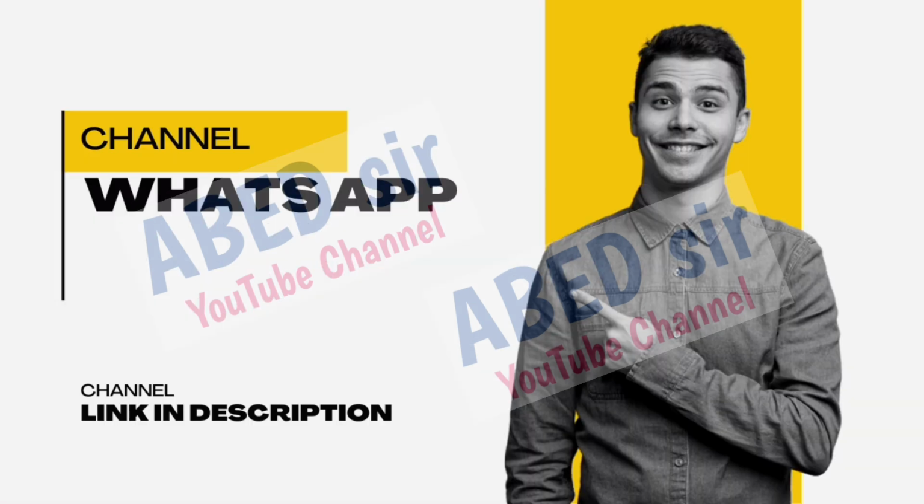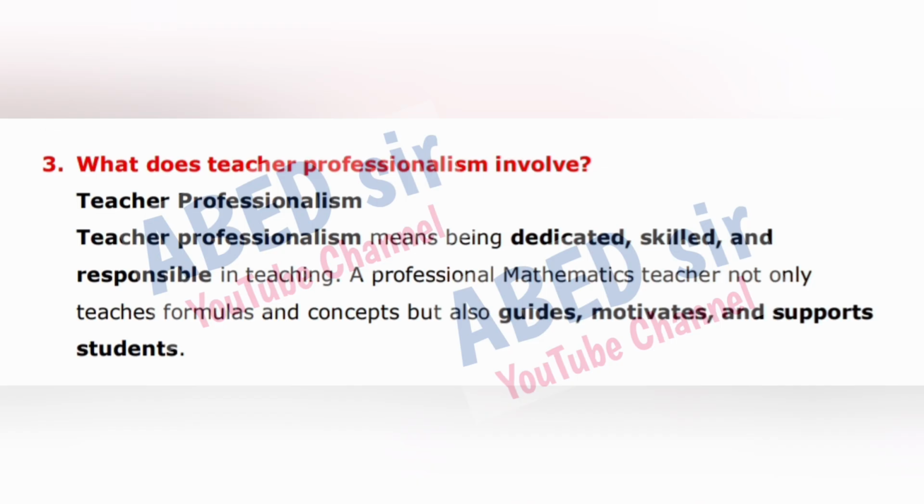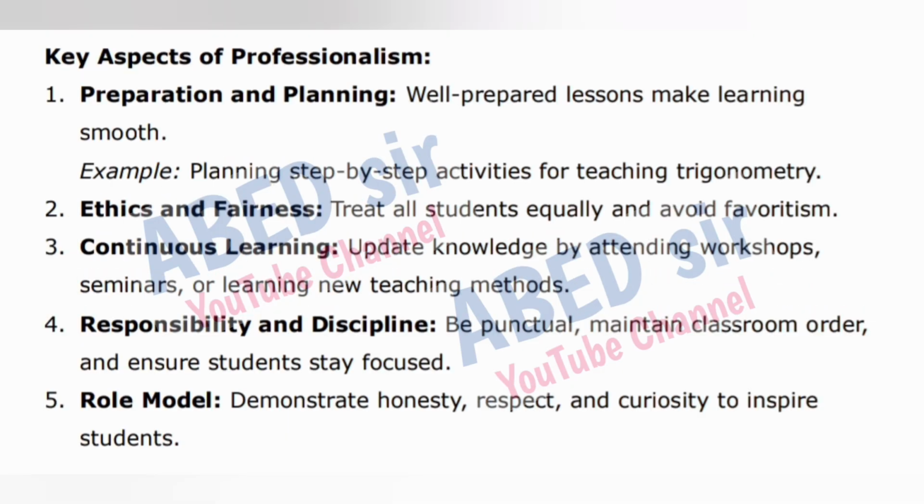Next important short question is: 3. What does teacher professionalism involve? Teacher professionalism. Teacher professionalism means being dedicated, skilled, and responsible in teaching. A professional mathematics teacher not only teaches formulas and concepts but also guides, motivates, and supports students. Key aspects of professionalism.